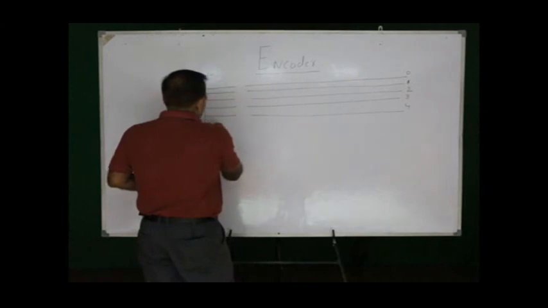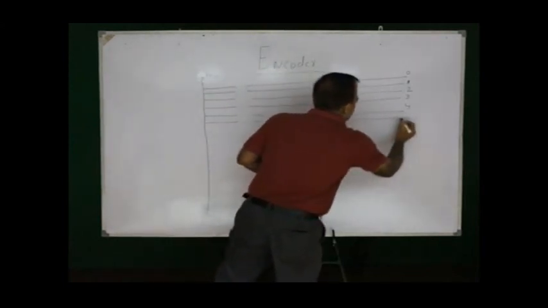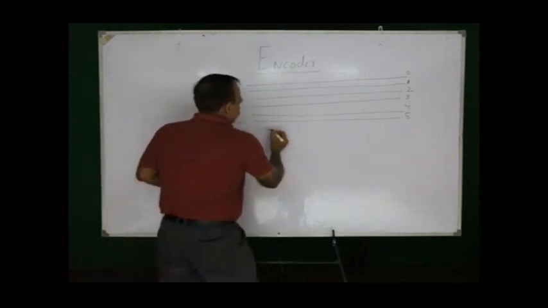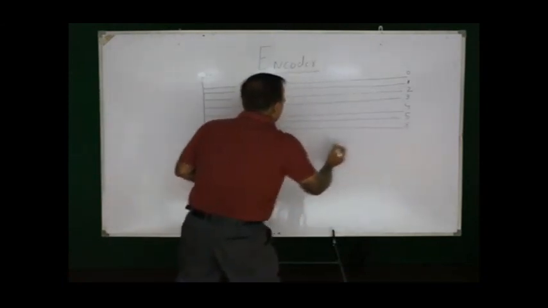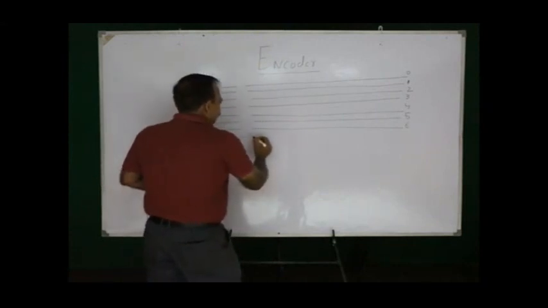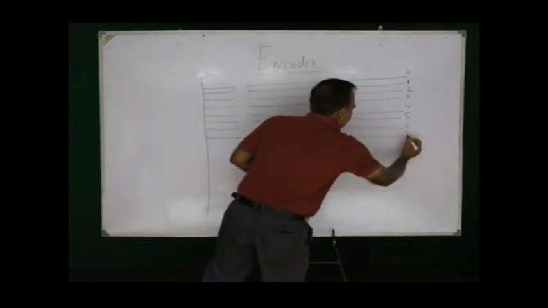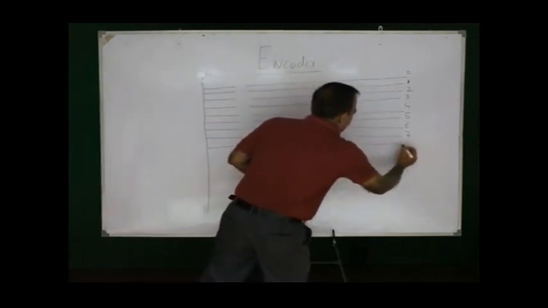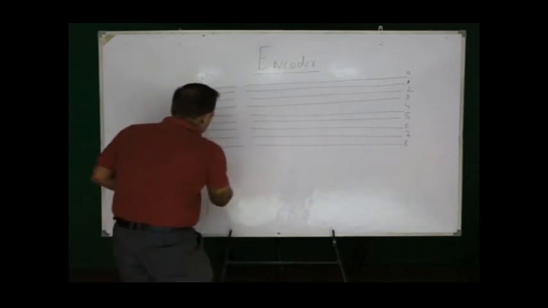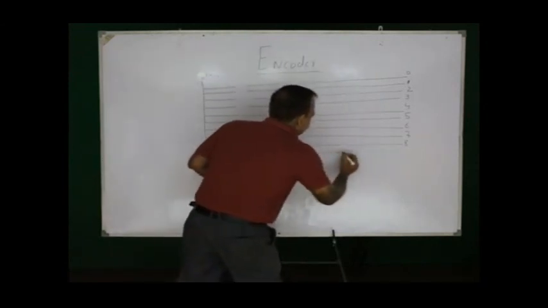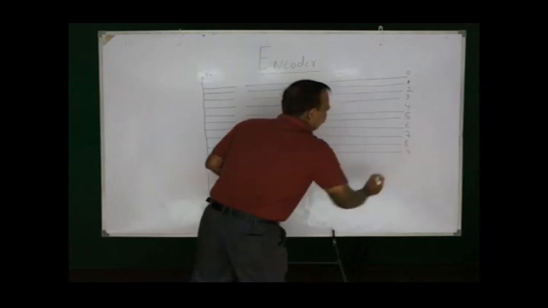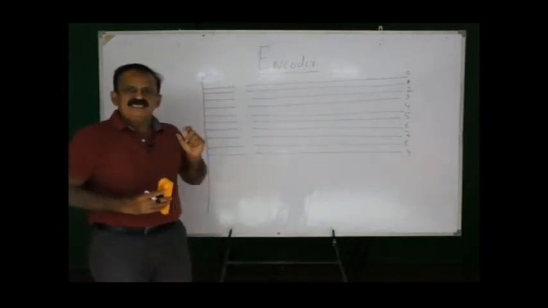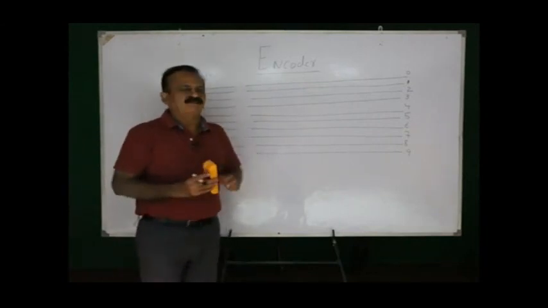This is 4. The next one is for 5. The next one is for 6. The next one is the wire indicating 7. The next is the wire indicating 8. And lastly, this will be the wire indicating 9. Now these are 10 horizontal wires, each wire representing a decimal number.